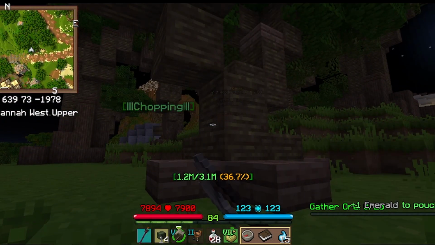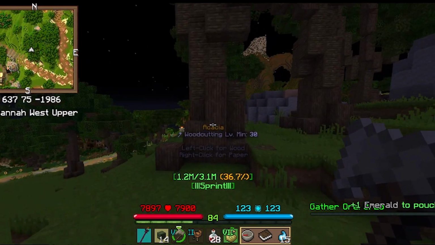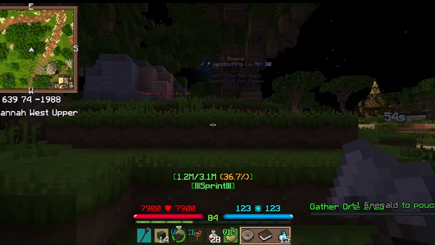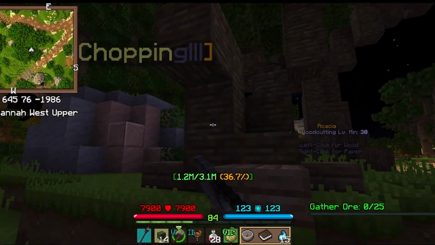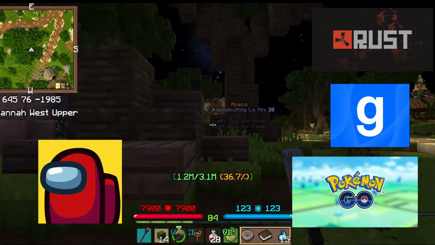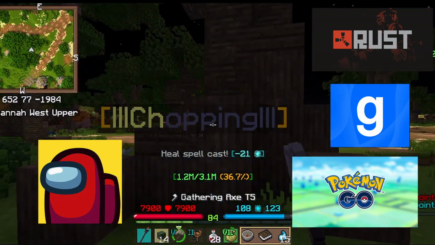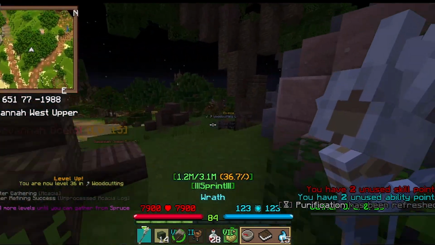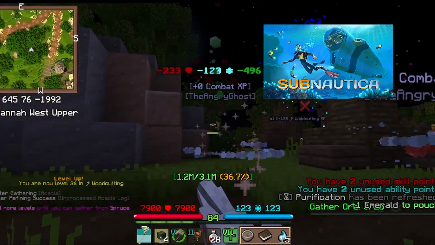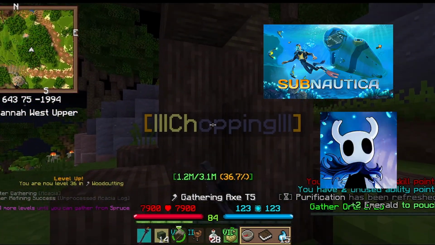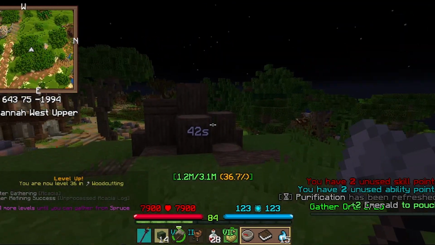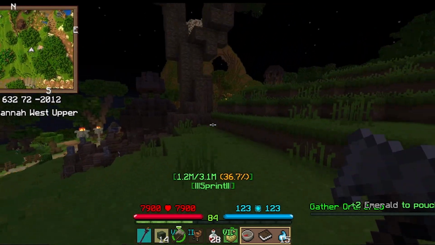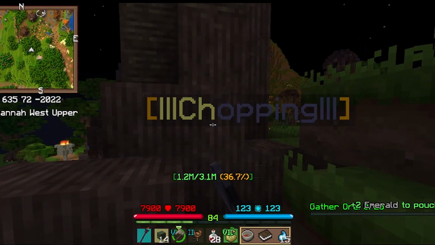This new ruling affects so many people because Unity is the second biggest game engine out there behind Unreal. This is Among Us, Pokemon Go, Gary's Mod, Rust. I think Brilliant Diamond and Shining Pearl use Unity. Subnautica, Hollow Knight. This is a lot of games, and that's only the big ones that I just mentioned. I probably forgot about a few, but there's a lot of games that were affected by this.